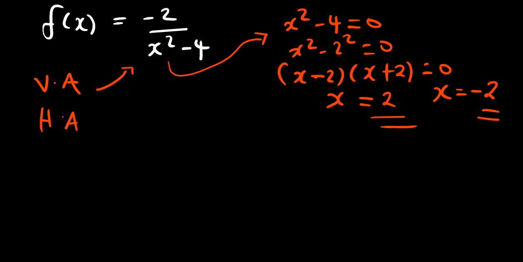Now how do you find the horizontal asymptote? As long as the denominator has a higher power, like in this case x squared, than the numerator, in this case x to the power 0, you have a power of 0. As long as the denominator has a higher power than the numerator, the horizontal asymptote will always be at y equals 0. Okay, now that is very important. Now the vertical asymptotes, we found a 2 and a negative 2.